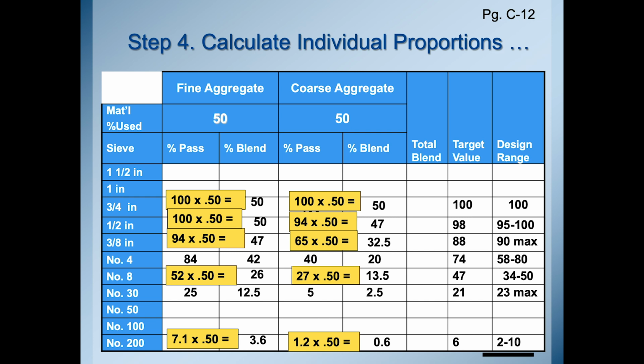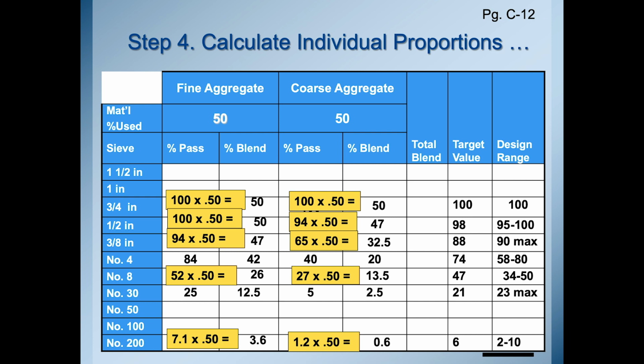If you skip down to, let's say, the 3/8" sieve, you'll see that we had 94% passing the 3/8 sieve for the fine aggregate. You multiply that by 0.5, and you get 47. Moving over to the coarse aggregate on the 3/8" sieve, you see 65% passing, and you multiply that by 0.5, and you now get 32.5% of the blend on that coarse aggregate.